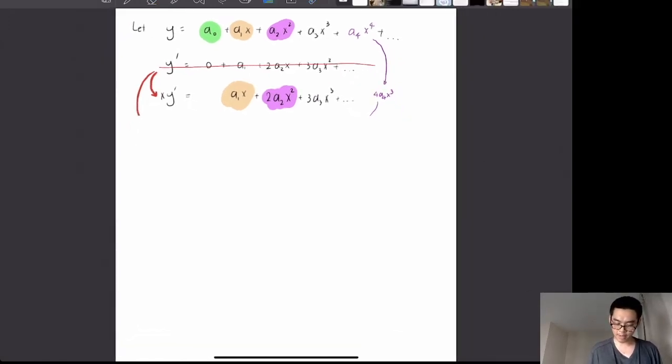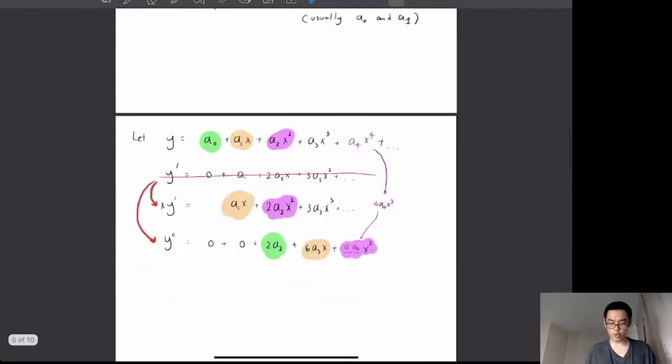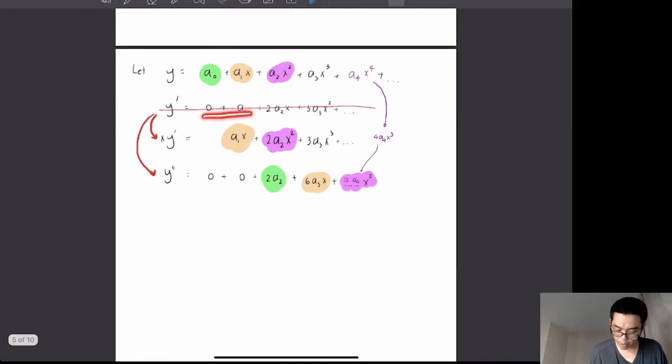And then y double prime, because that's the other term that you want to find. So what do we do? Well, we take y prime and then we differentiate again. So not only does a0 become 0, now a1 becomes a1 and then becomes 0 too, right? The rest of the terms you just differentiate, and so on and so forth, okay?